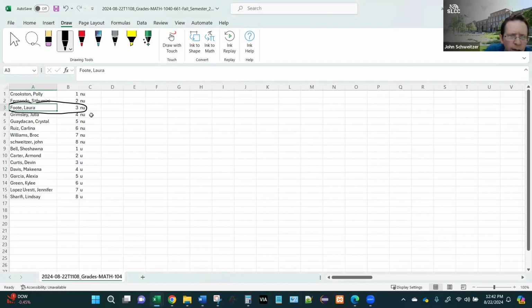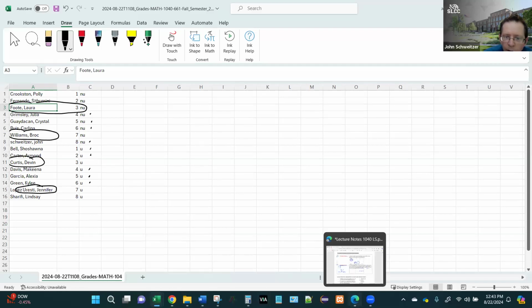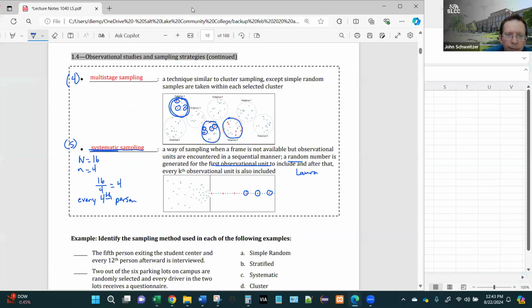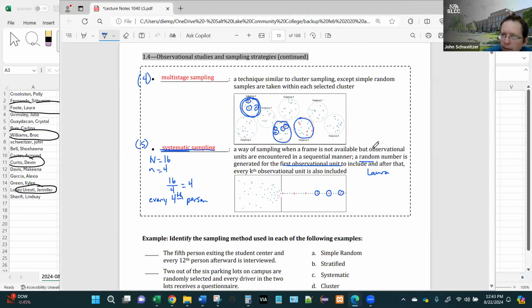Does that make sense? So we're going to skip Julia, Crystal, Carlina, and then Brock makes it into our sample. Then we're going to skip 3 more: me, Shoshana, and Armand. And we're going to choose Devin. Then we're going to skip 3 more people, 1, 2, 3, and we get Jennifer. See how that works? So we have our last sample here, and it's a perfectly valid, randomly selected sample. So Laura, Brock, Devin, Jennifer.